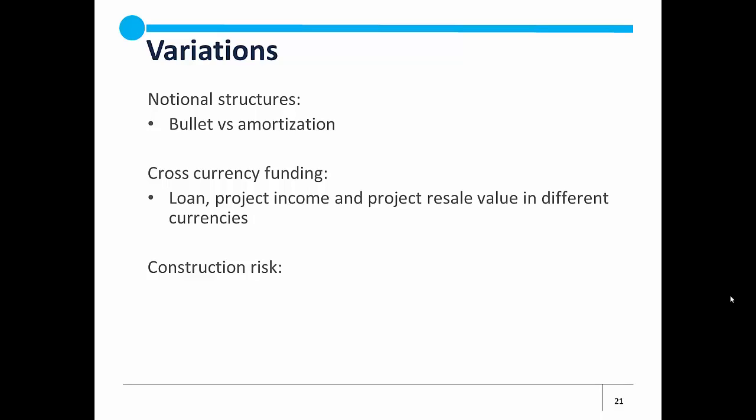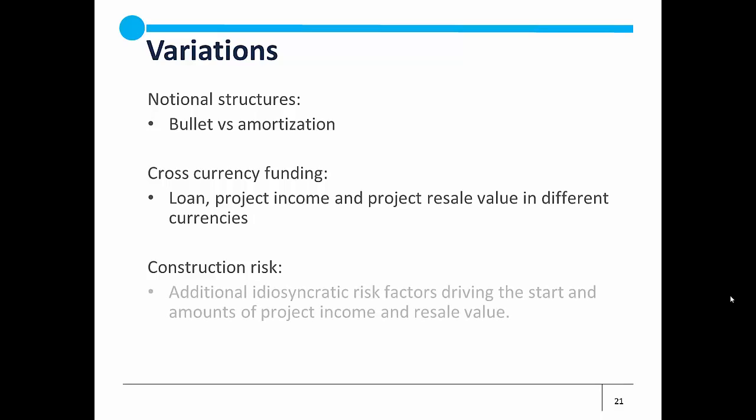We could have construction risk there, so for example in the graph that I showed, the project income starts at some fixed point in the future. However, we could have an additional idiosyncratic risk factor, say driving the start and the quantity of project income and its resale value, etc., etc., etc.